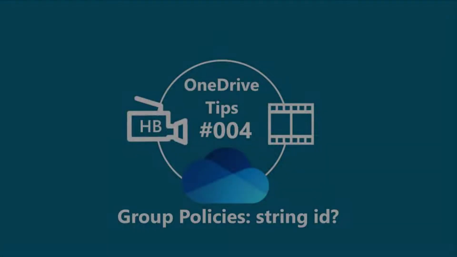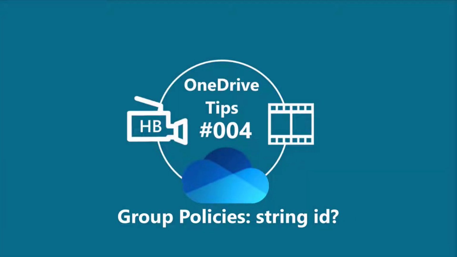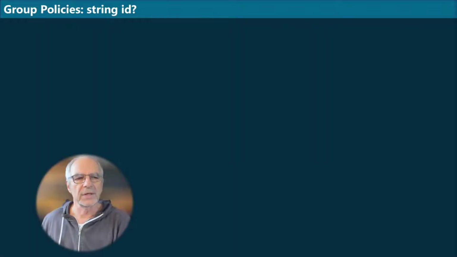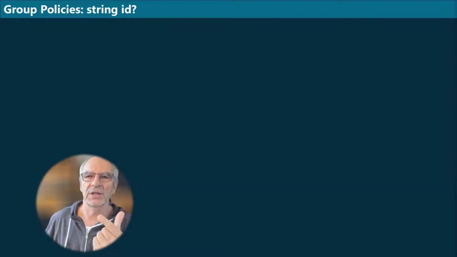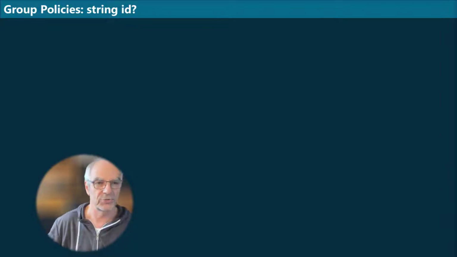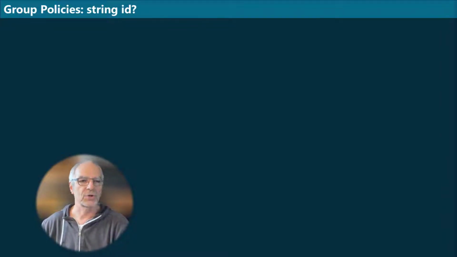So this is tip number 4, and we talk about the string ID in group policies. What does it mean? So you have to look for that. First, we have to say what's happening in there. The string ID will show on a different website, and the string ID is very important if you have more than one language. And we talk about the Microsoft documentation, and therefore we will see what happened.